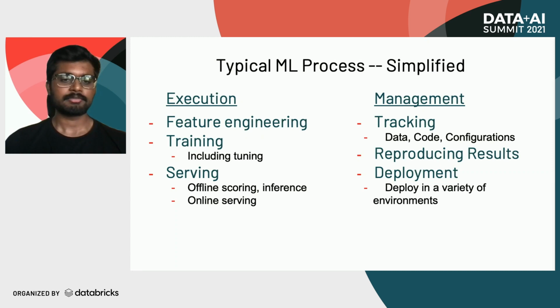And just to put it in simpler terms, we can basically split up the ML process into two components. One is the execution, which involves the feature engineering, the actual training of our models, as well as tuning them, and finally serving them in both an offline and an online setting. In addition to the execution, we also have a management aspect, which involves tracking our data, our code, and configurations that we use in order to get reproducible results. And finally, being able to deploy our model in a variety of different environments.